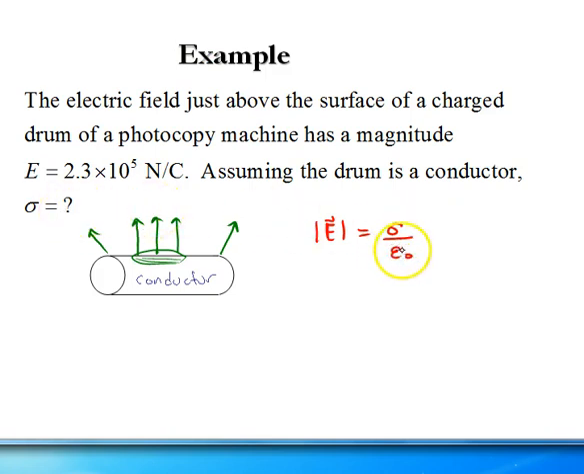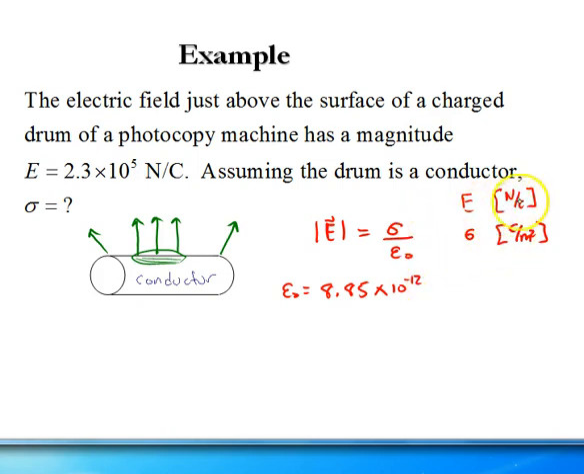So if we want to know what is sigma, and we're given the magnitude of the electric field, then all we need to do is know what epsilon naught is in order to use this. Our epsilon naught is something that we should memorize, 8.85 times 10 to the negative 12, and then we have to come up with our units. This is a Newton per Coulomb. Our E is a Newton per Coulomb. Our sigma is a Coulomb per meter squared.